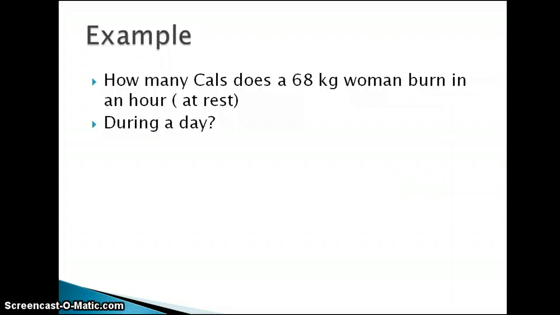What we want to know is how many calories a 68 kilogram woman burns at rest in an hour. The answer is 68 calories, right? Because it's 1 calorie per kilogram of body weight. Well, how many does she burn during a day at rest? That's really easy. How many hours are there in a day? 24 times 68, and 68 times 24 is going to be 1,632. So a 68 kilogram woman at rest, 24 hours a day, burns 1,632 calories.